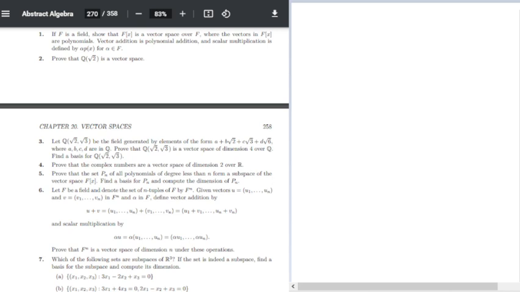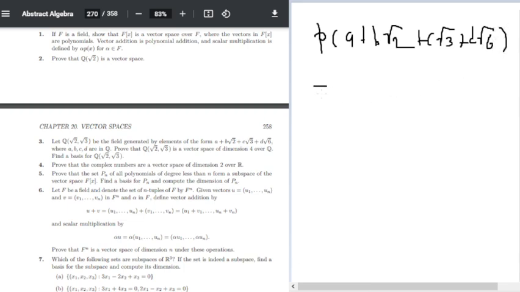So what we can do first of all is use our previous lemma. That lemma is actually extremely powerful now. So what we want to do is show that phi of A plus B square root of 2 plus C square root of 3 plus D square root of 6 is equal to, we define that to be (A, B, C, D) in Q to the 4.